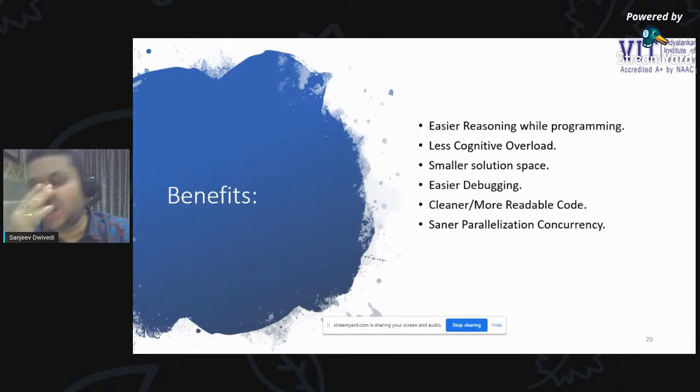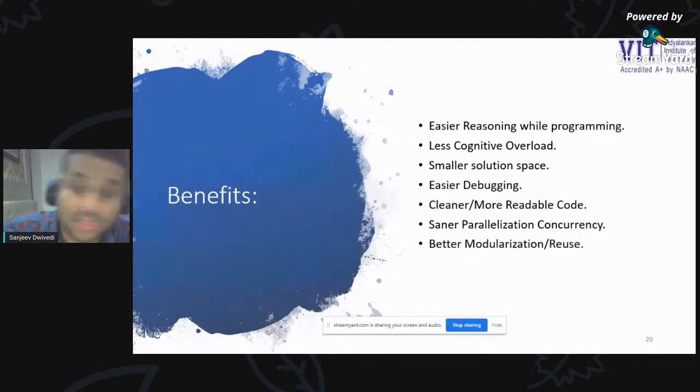Saner parallelization. When I say saner parallelization, it means this parallelization will make more sense. This concurrency will make more sense. The objects are immutable and the state of the objects is not going to change. It is not important here. When the state of the object is not important, we can have functional programming languages, which we have observed tend to give better parallelization and concurrency, better modularization and reuse.